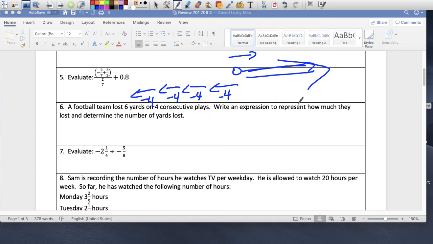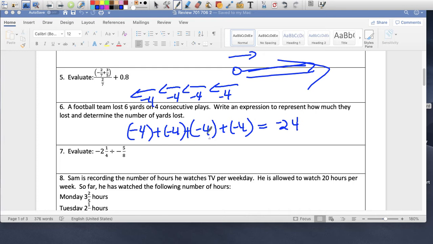So write an expression to represent how much they lost. Well, I'm going to figure out how much they lost. There's 2 ways. I can write it like this. Because they lost 4, then they lost another 4, then they lost another 4. So how much do they lose in total? I don't have to add them all up. Negative 4 plus negative 4 plus negative 4 plus negative 4 is negative 24.